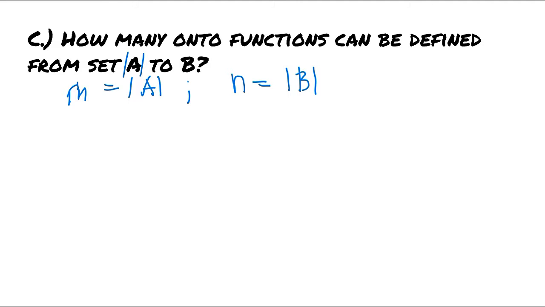We have solved previously that the number of distinct functions from set A to set B will be the total, which is equal to the cardinality of the codomain raised to the domain cardinality, or using our new notation, n raised to m.